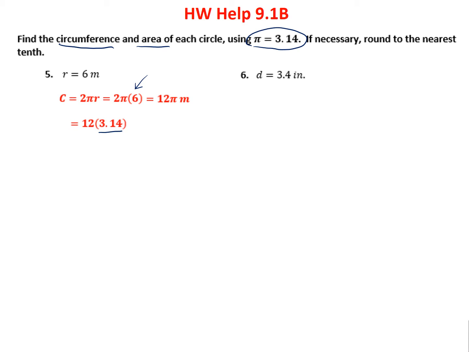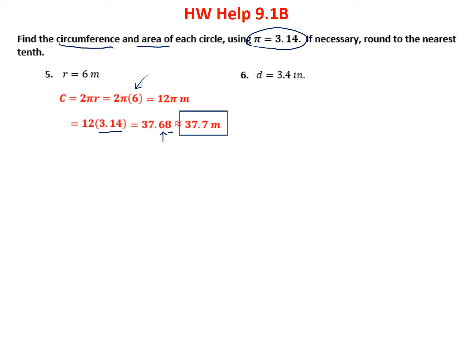And we end up with the number 37.68. Now, remember to round off to the nearest tenth, so I go to the tenth here. I look next door, and I see, is that number bigger than 5 or less than 5? It's bigger than 5, so we round up from 6 to 7. And so our final answer as an approximation is 37.7 meters, our approximate circumference of the circle.